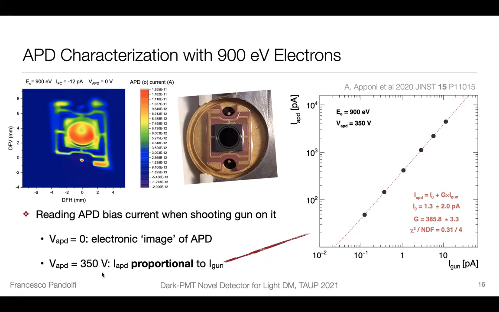Once we switched it on, we shot the beam at the center of the silicon and measured the APD current as a function of the beam current. You can see here a clear linear relationship, and this is proof that the APD is measuring these electrons. These are 900 eV electrons.